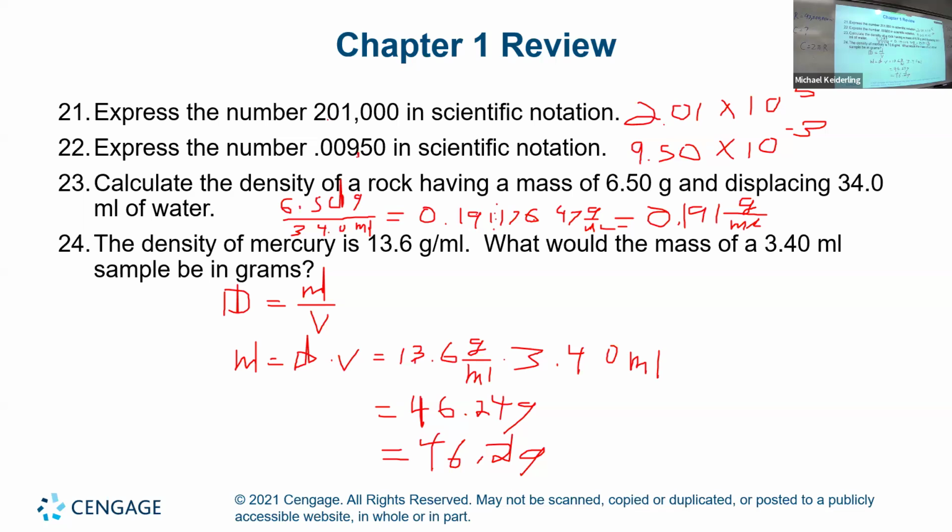If we have a rock with a mass of 6.50 grams that displaces 34.0 milliliters, then we want to calculate its density. 6.50 grams divided by 34.0 milliliters gives us 0.1911767 grams per milliliter, which we would round to 0.191 grams per milliliter. And then lastly, the density of mercury is 13.6 grams per milliliter. So what would the mass of a 3.4 milliliter sample be in grams? We're going to take the density, multiply by the volume, and get the mass, which rounded off is 46.2 grams.